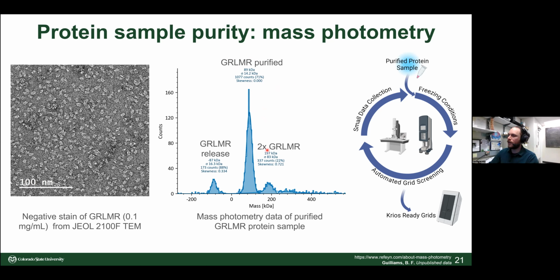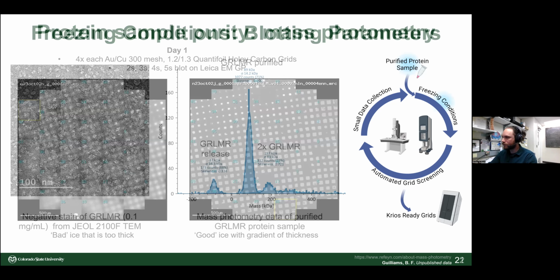But somewhat unexpectedly, we had this not insignificant peak corresponding to two of these homodimers coming together. Here, the counts are about 22%. I'm not trying to say that there is this other species we need to be worried about. I guess we'll think about it later or see if it crops up later. But ultimately, pretty happy with our purified protein here.